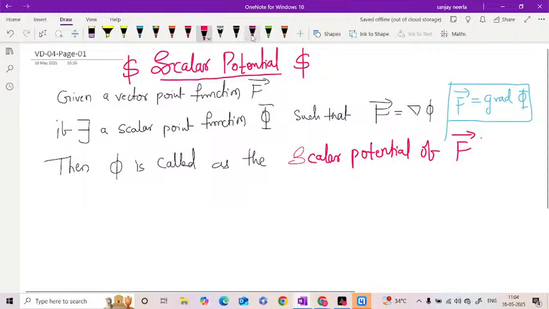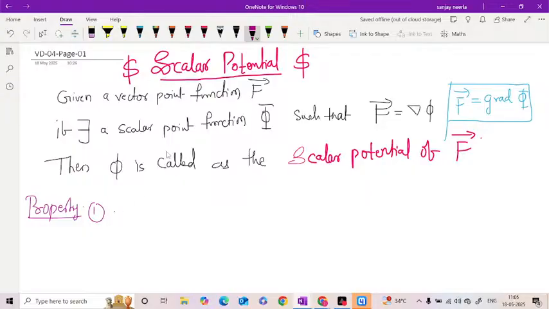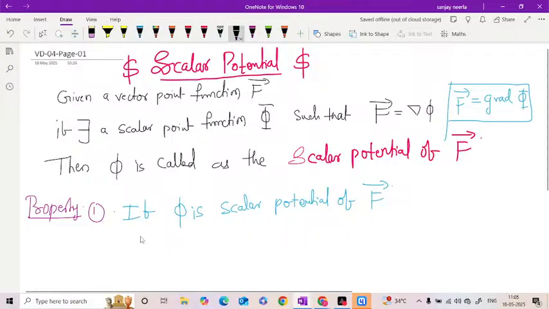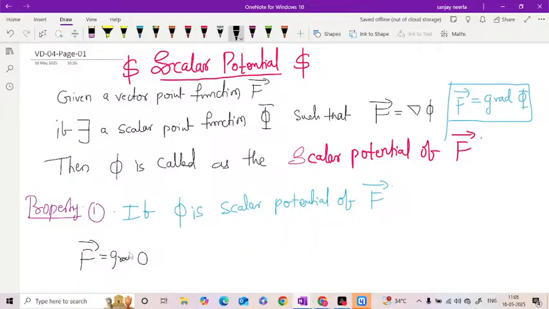And now we will see some properties of this scalar potential. Anyway, this problem is related only to the gradient. Now the first property. Property 1: if pi is a scalar potential of f, then what is the vector function f? Now we will check. We know that f is equal to the gradient of pi.